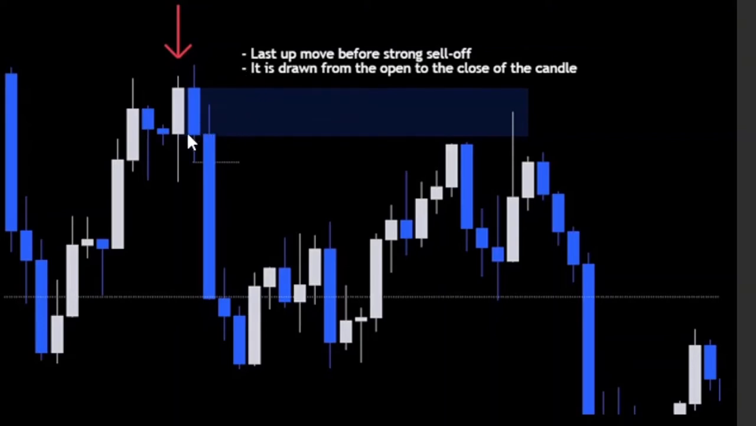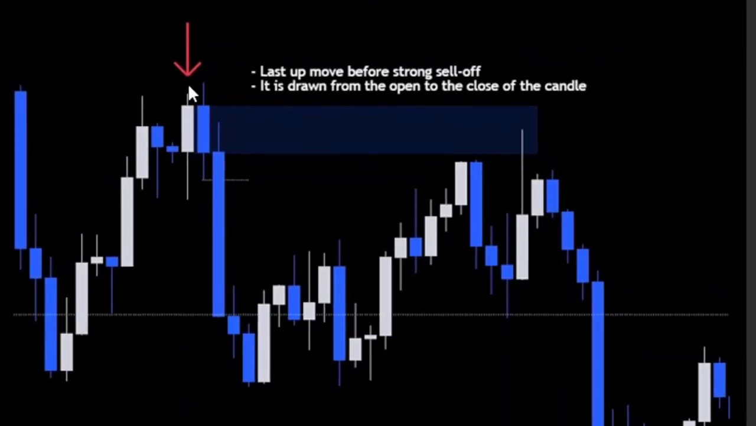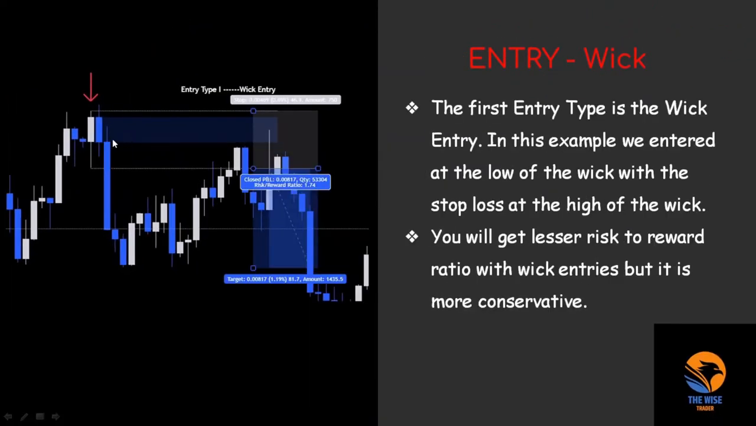So how to draw it? You draw it from the low to the high of the body. When the candle is big, when it has a big body, you draw your order block from the low to the high. But when it's a very small candle, like maybe this one, you draw it from the wick to the wick. So for entry, there are two types.